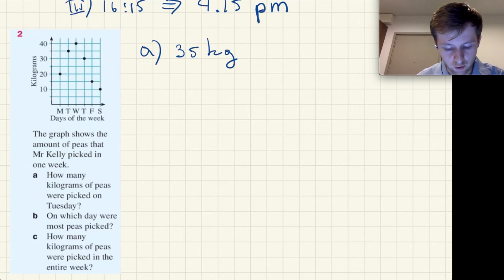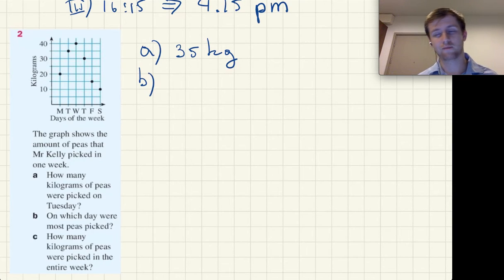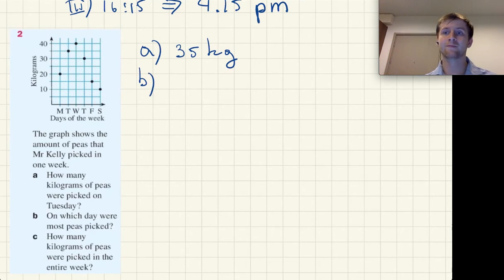B, on which day were most peas picked? So here we just have to analyze this graph. We see that it was 20 here, 35 here, 40. So this one is the highest on this scale. And this means that's when the most peas were picked, which happens to be Wednesday. So most peas were picked on Wednesday.